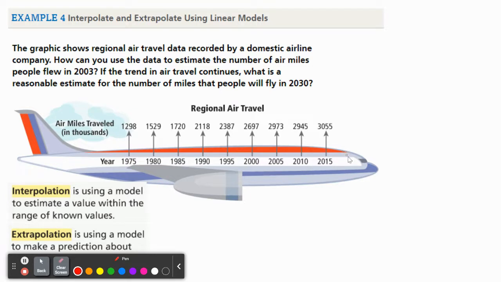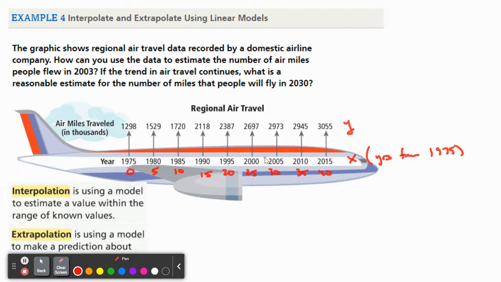Now what we're going to do here is use years from 1975. Typically, this is what you do with years, since you don't have huge numbers. So that means that 1975 is going to be our 0, and we just count from there. So 1980 is 5 above that, and then we're counting by 5s: 10, 15, 20, 25, 30, 35, and 40. And then these are our y values up here. These are the actual air miles.